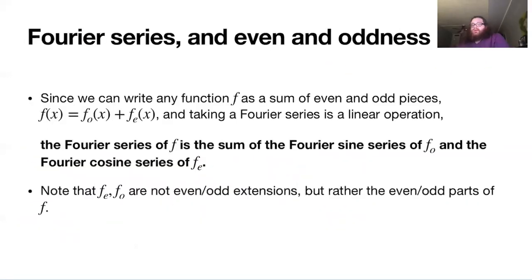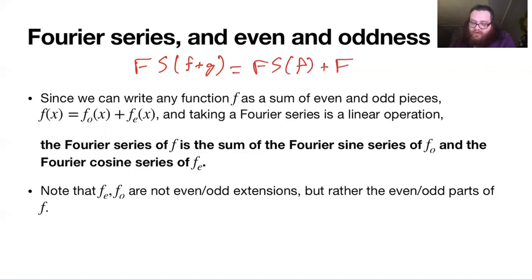Okay. So keep in mind that, as we said before, any function f can be written as the sum of an even and odd function. Okay. And so the other observation is, when we take the Fourier series of a function, or of a sum of functions, the Fourier series is a linear operation, right? So, in other words, the Fourier series of, say, f plus g, where f and g are some functions, is the Fourier series of f plus the Fourier series of g.